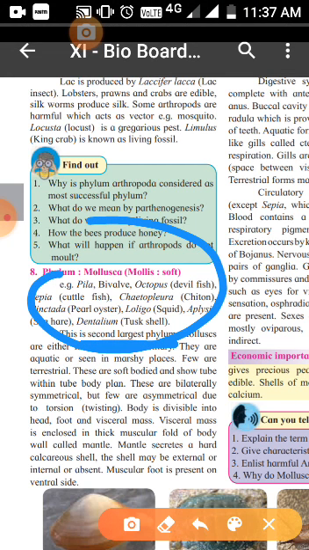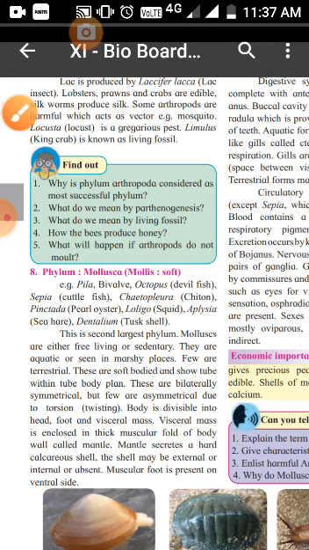Like one child asked about locomotory organ, you can't just write muscles, no, you have to write about the particular organ responsible for it. So let's understand what Mollusca is all about. So at least two examples you'll remember, and it is the second largest phylum.